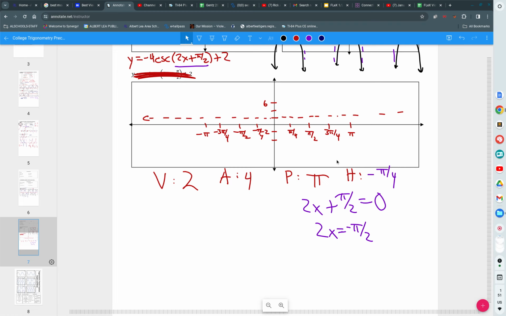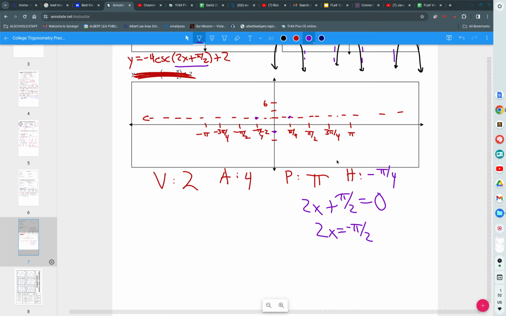So what we're going to do now is just apply that horizontal shift. The horizontal shift is negative pi over 4. So I'm just going to take that starting point. Instead of starting here, I'm going to start right here. So I'm just going to move that back right away, and then from there, I'm going to go down.